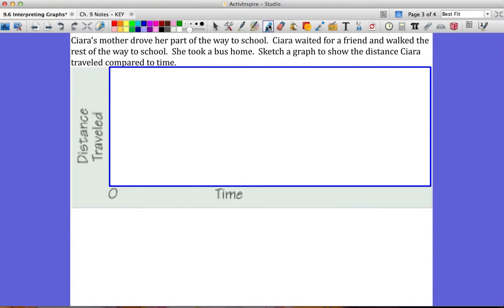A couple of things that are important to note here. Sierra's mother drove her part of the way. Driving is going to be a faster pace than walking the rest of the way. Then she took a bus home. So you want to keep all these things in mind when you're drawing your graph. So you can take a minute, pause, draw your graph, and when you come back, we'll go over it.